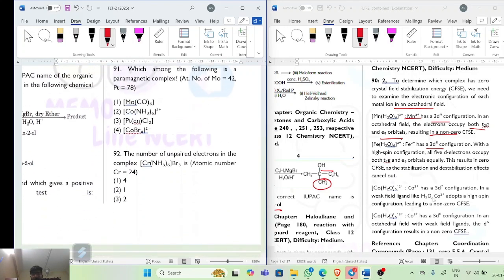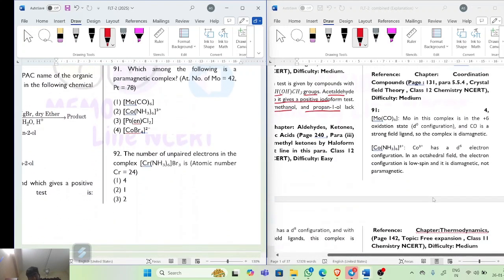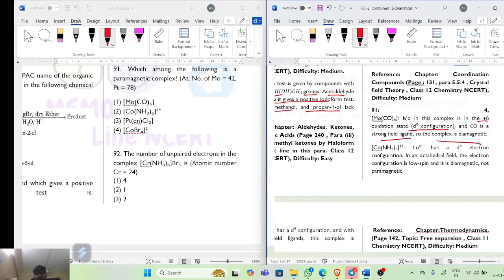Now coming to question number 91. Which of the following is a paramagnetic complex? Mo(CO)6: here the oxidation state is 0, so the metal is in a d0... configuration, and CO is a strong field ligand. So the complex is diamagnetic, not paramagnetic.